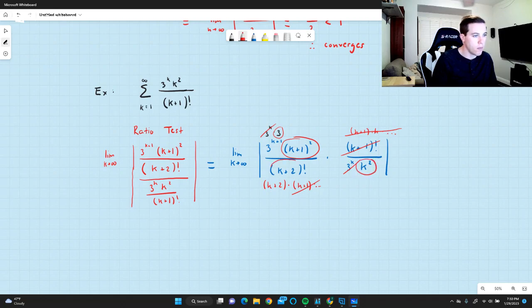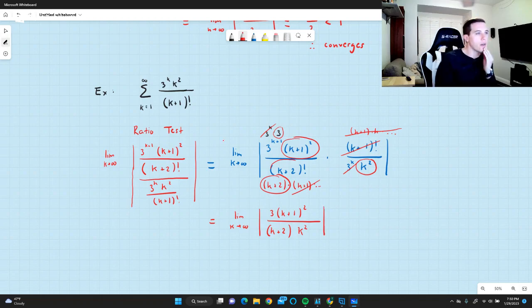And we have a k plus 2. K plus 2, not factorial. So collect your terms, don't lose track, and write what you have left over. I see a 3 that I circled. I see a k plus 1 squared. And on the bottom, I see a k plus 2, and I see a k squared.